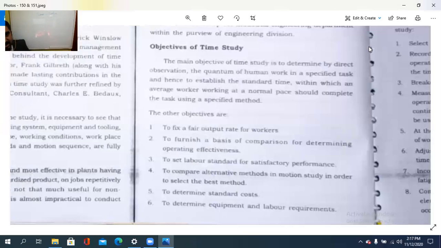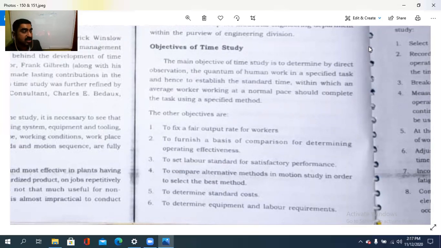Third is to set the labor standard for satisfactory performance. To set a standard for each and every worker so that a satisfactory level could be performed or not. And to compare the alternative methods in motion study in order to select the best method. Which method is the best one suitable for such production? അതാണ് നോക്കേണ്ടത്. So that is the motion study.